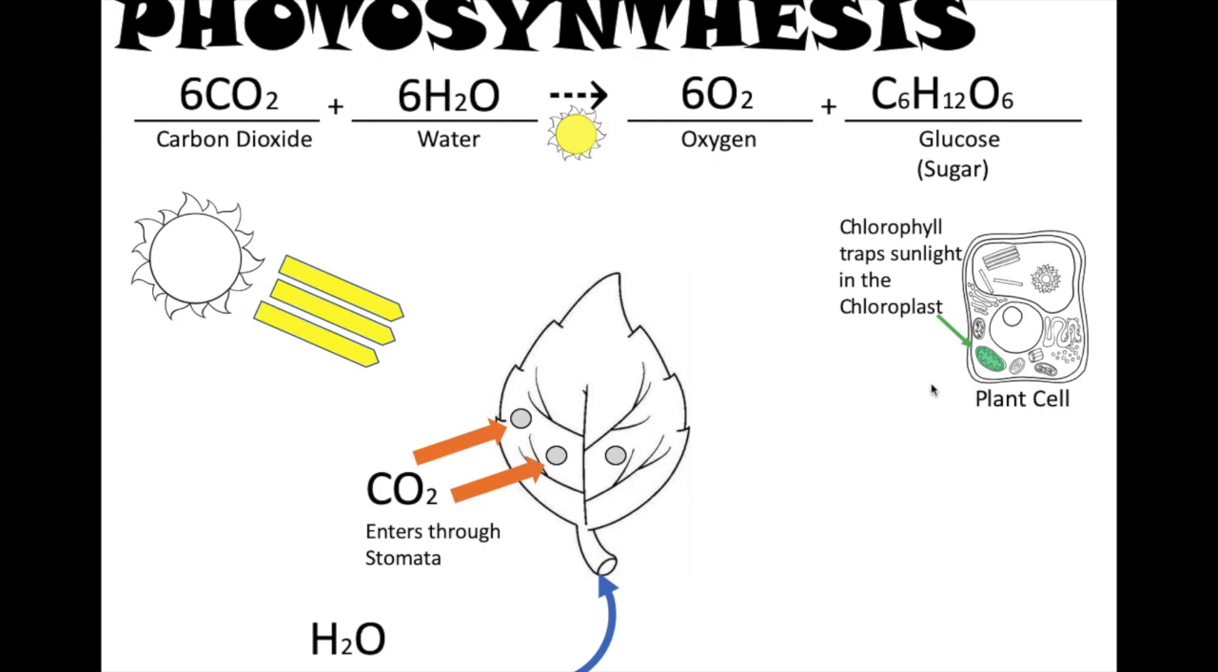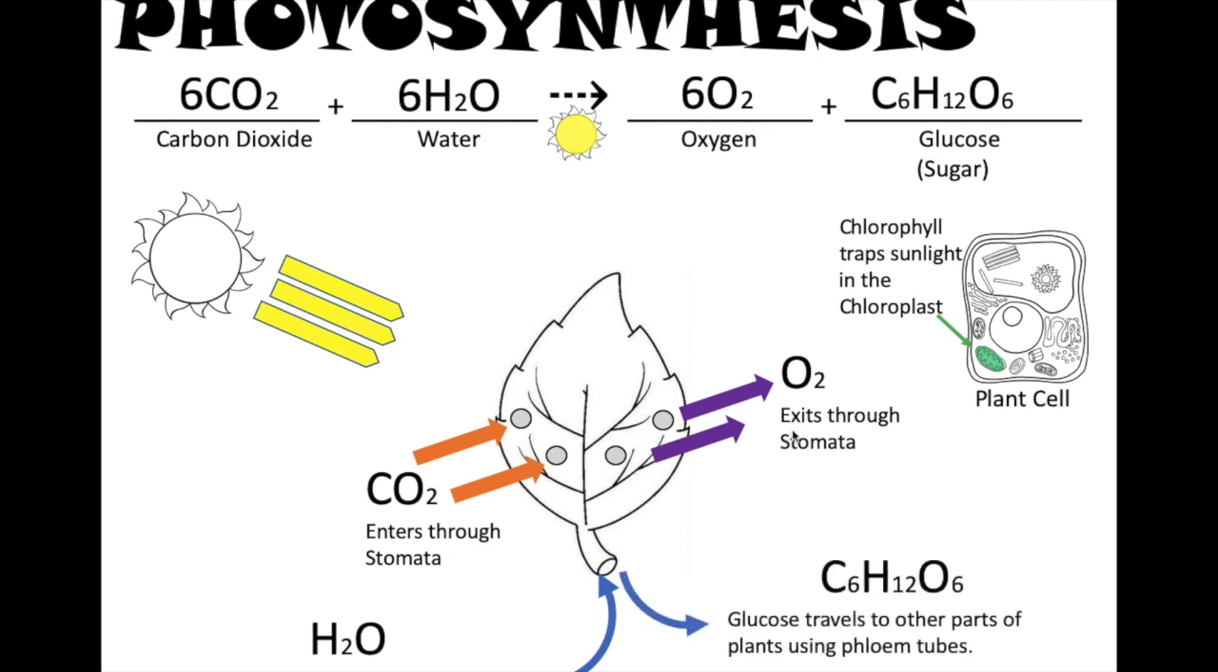So the carbon dioxide, the water, the sunlight meet inside that thing called the chloroplast, and they all get recombined into glucose and oxygen, which the plant has to get rid of. So it kicks it back out through the stomata. So the same way the gas CO2 goes in, the oxygen goes out.